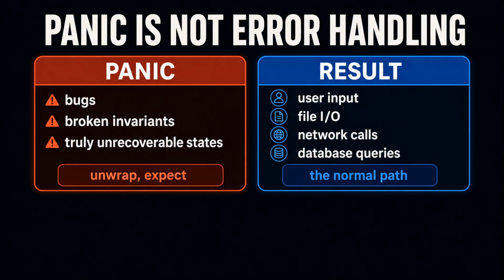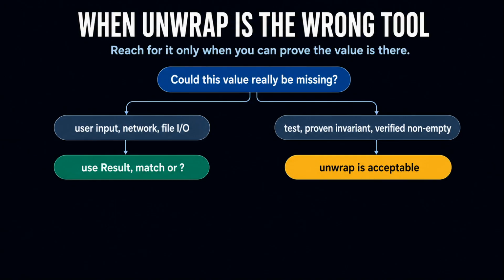Then there is panic, along with helpers like unwrap and expect. Panic is not Rust's ordinary error handling. It is the abort path, the stop-the-program-right-now tool. It is for bugs, broken invariants, and truly unrecoverable states. A missing config file the user supplied is not a panic. That is a Result. Network calls, file I/O, user input, database queries, those failures are part of normal reality. Use Result there. The line is: is this a bug, or is this reality?